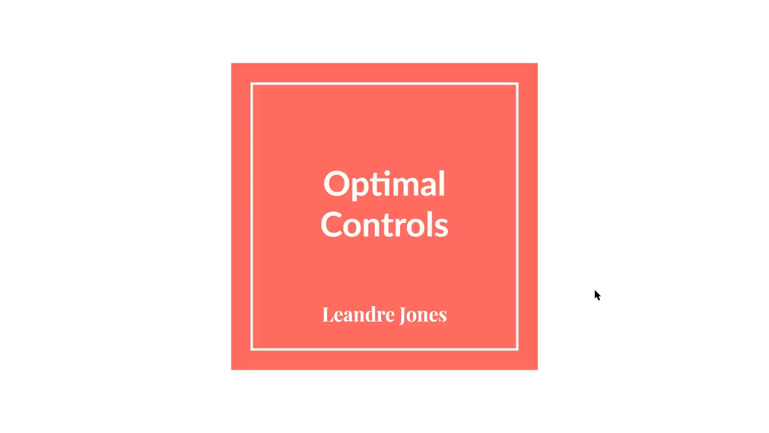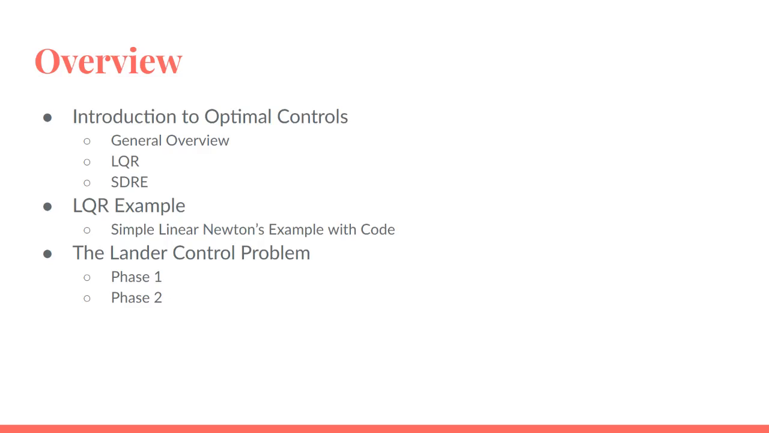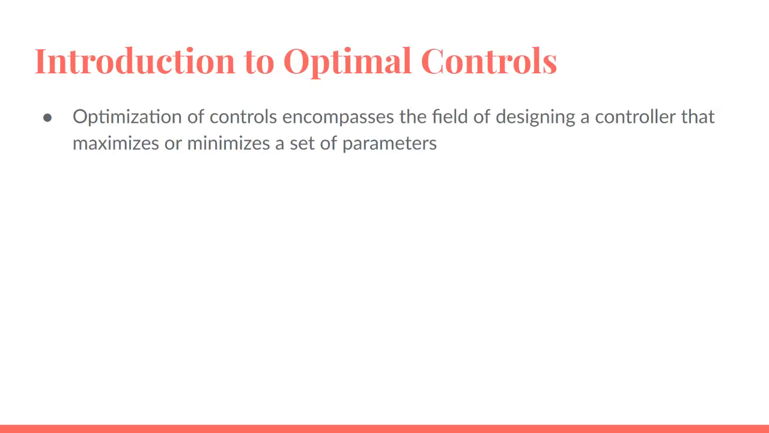Today we're going to talk about optimal controls. So first we're going to talk about the general overview and design philosophy of designing an optimal controller, then go over two examples of optimal control design, then go into more detail with one applied to the linear Newton system, and then talk about how optimal controls can be applied to the lambda control problem.